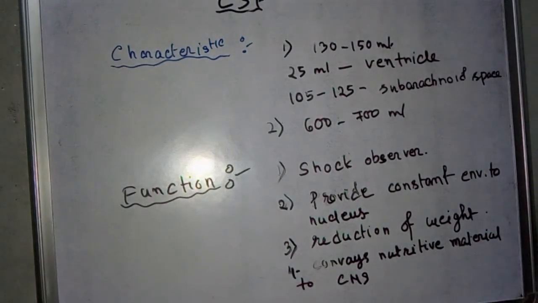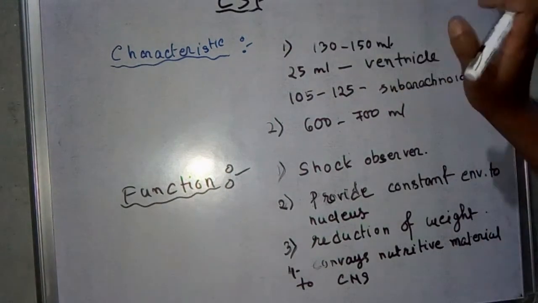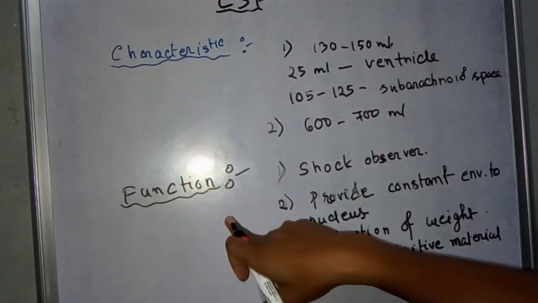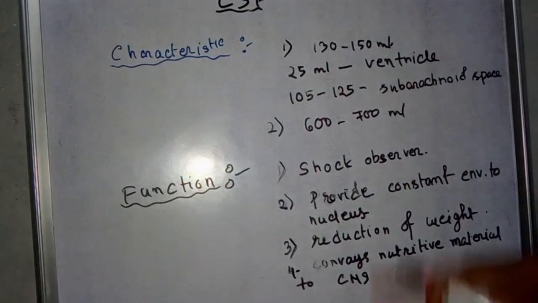So this was a brief description about CSF, or cerebrospinal fluid. First we discussed CSF, then composition, its secretion, then characteristics, and at last the functions of CSF.